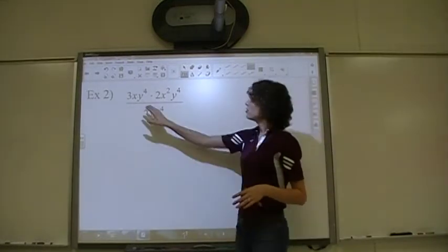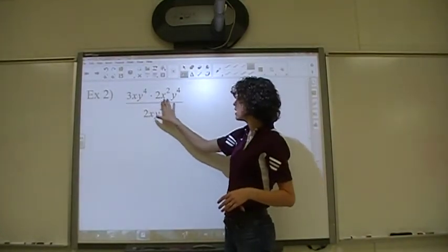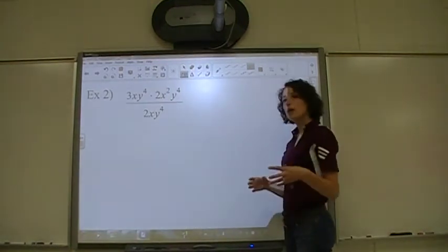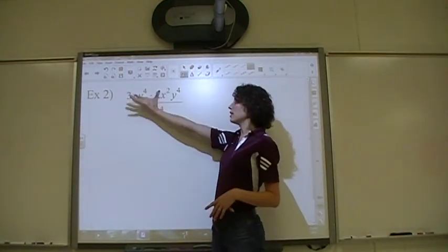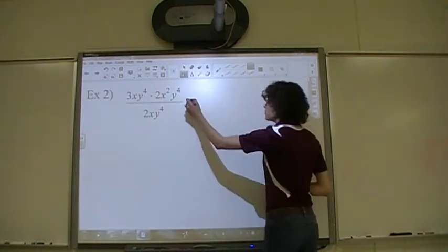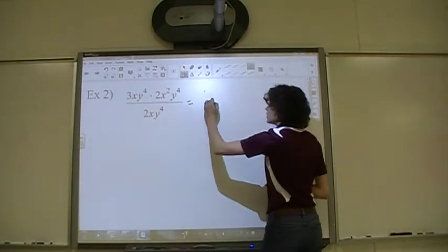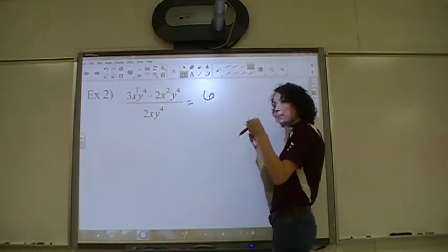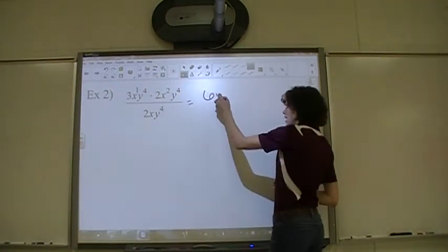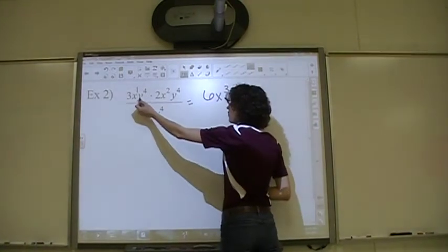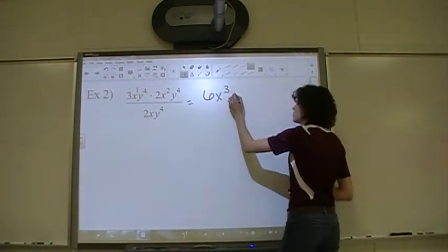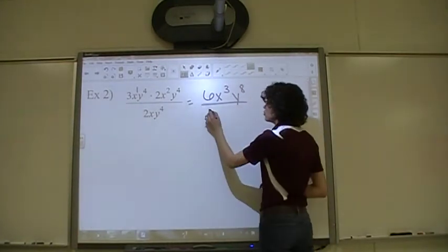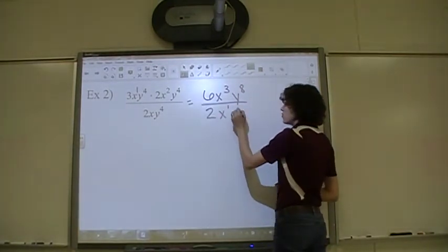Now, we've got 3xy to the 4th times 2x squared y to the 4th all over 2x y to the 4th. So what I want you to do is don't even worry about the denominator. Combine your numerator first. 3 times 2 gives me 6. Then we have x to the 1st times x squared. Remember, add your exponents, so we get x cubed. Then y to the 4th times y to the 4th gives me y to the 8th because we are adding our exponents. Now we just have 2, and you can put x to the 1st if you want, y to the 4th.